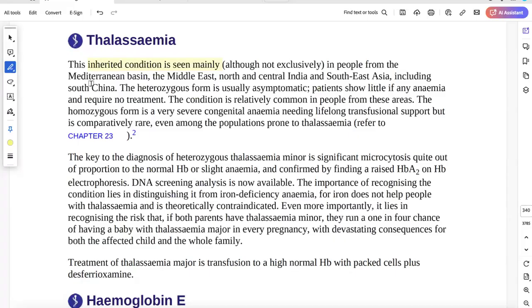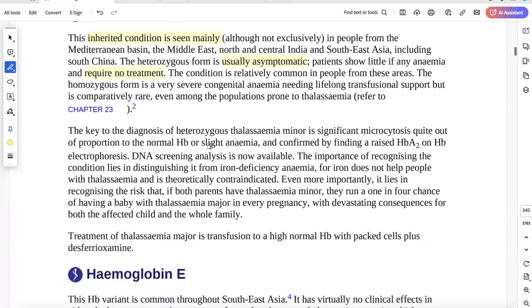Whereas the heterozygous form means that maybe one parent was a carrier and the child has got one carrier gene, and the child is just thalassemia minor. Thalassemia minor is usually asymptomatic and they usually don't need any treatment. Okay?